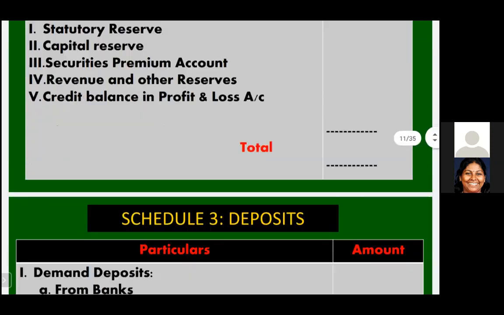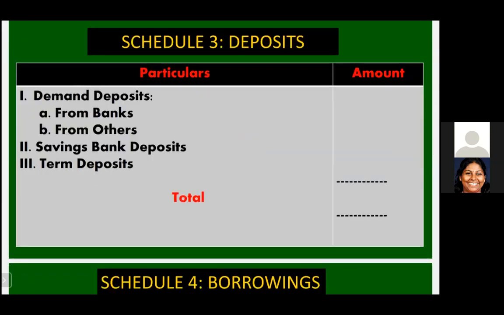Next, schedule 3, deposits. Under deposits, whatever deposits are maintained by that particular bank, that amount will be posted over here. The deposits may be term deposits, savings deposits, or any kind of deposits. So all kinds of deposits will come in schedule number 3, deposits.